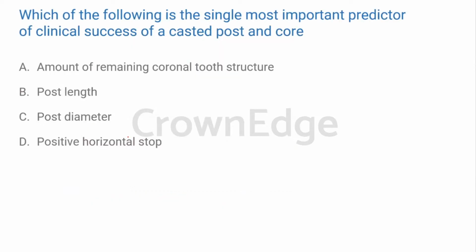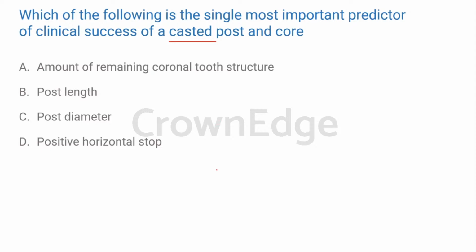Now, coming to the next question, I hope there are no doubts so far. Which of the following is the single most important predictor of clinical success of a casted post and core? Is it the amount of remaining coronal tooth structure? Is it the post length, the post diameter, or the positive horizontal stop? Ideally speaking, there are different levels with regards to the clinical success of a casted post. Now, keep in mind they're asking about a casted post and core and not about a normal post core.